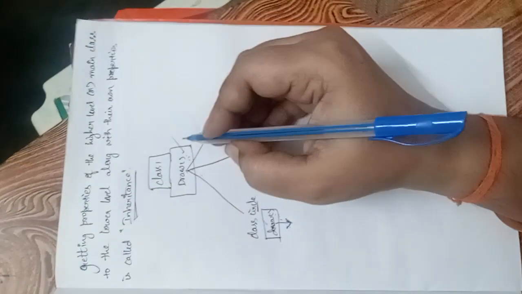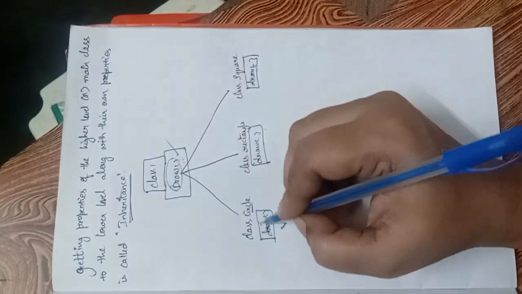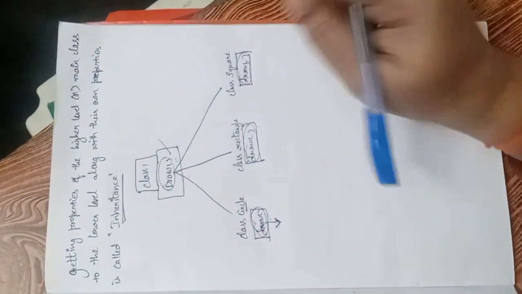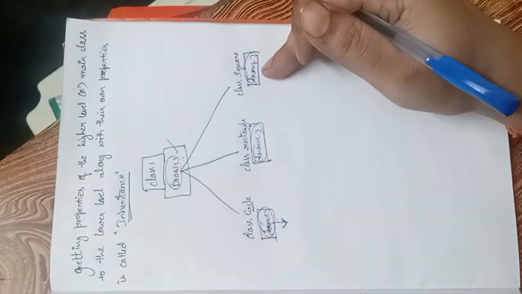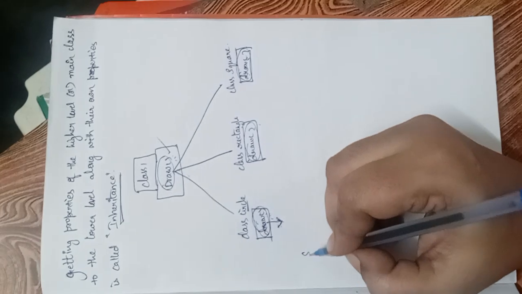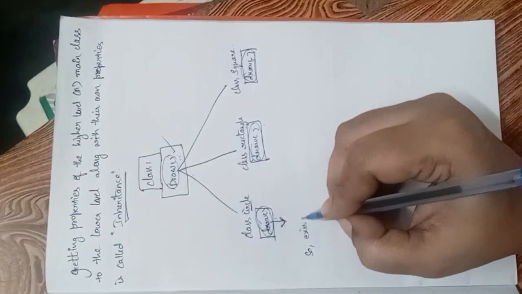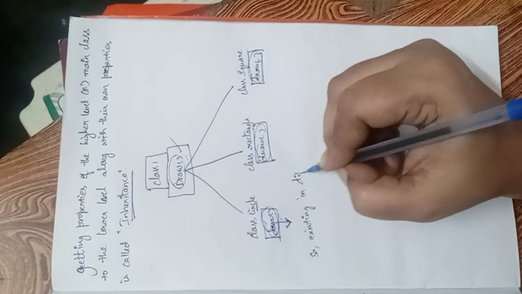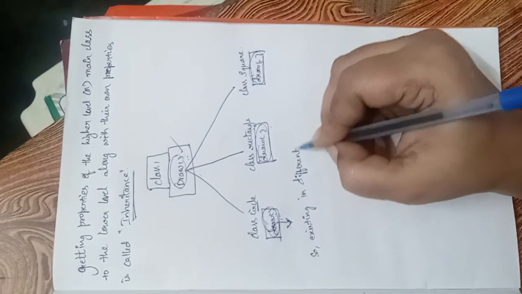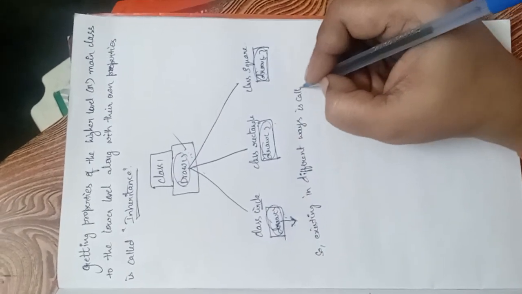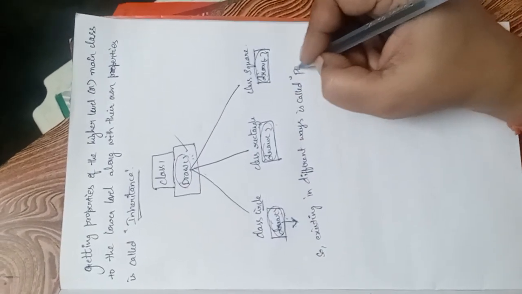But what we have to observe here is the method. Here you are using a single method in different types. Existing in different ways is called polymorphism.